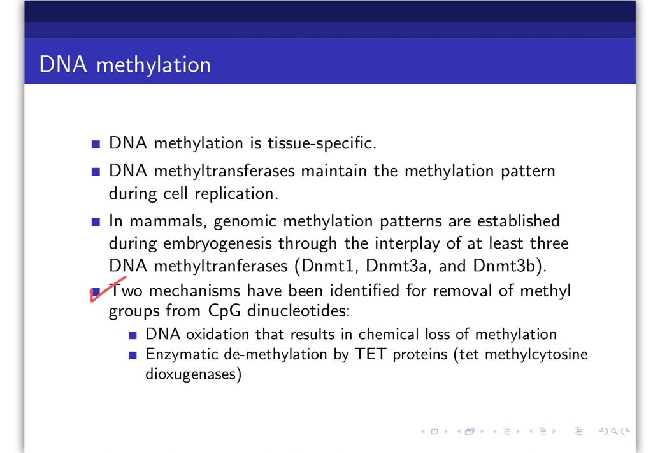Very little is known about how epigenetic alterations are induced, but 2 mechanisms have been identified for removal of methyl groups from CpG dinucleotides. One is DNA oxidation that results in chemical loss of methylation, and the other is enzymatic demethylation by the recently discovered TET proteins. Regardless, CpG methylation may be a molecular marker that may be independent of its functional implications. In general, methylation of CpGs in the promoter region of genes silences their expression, while demethylation increases gene expression.